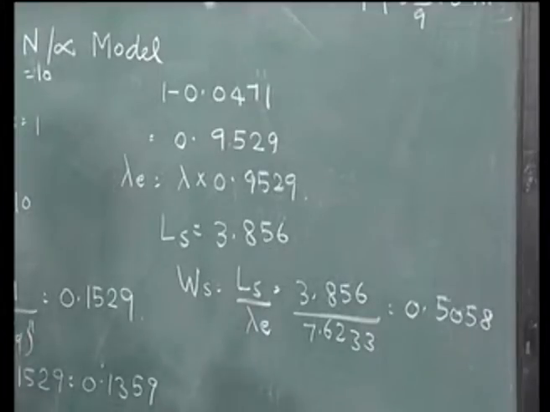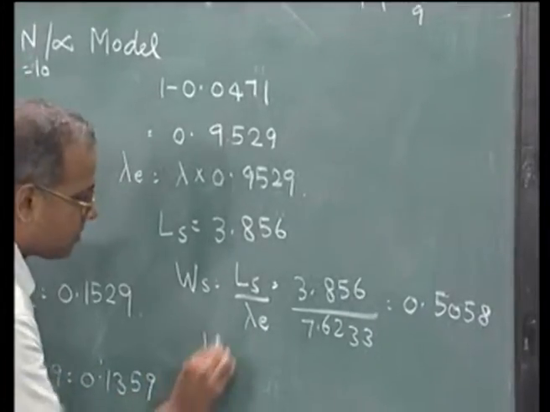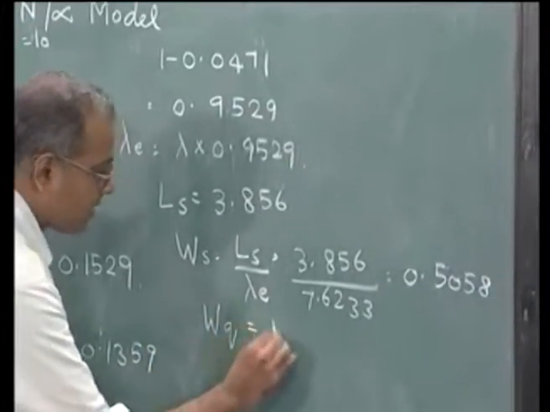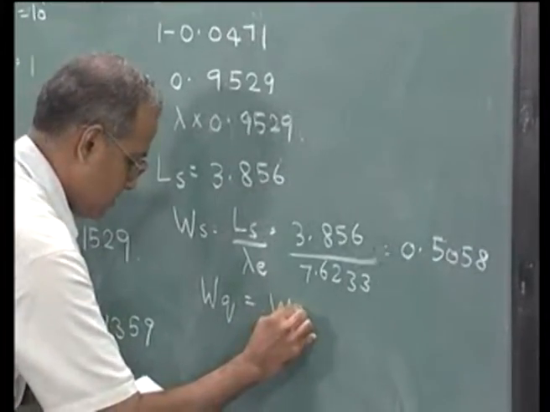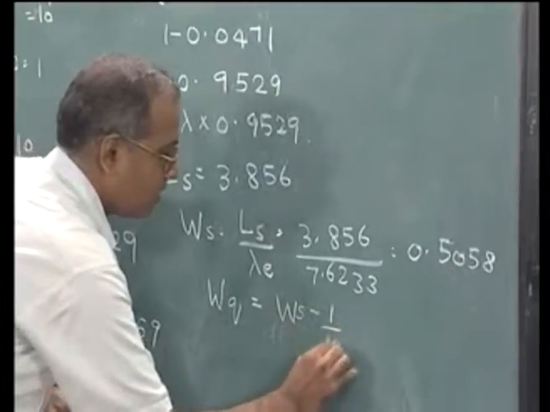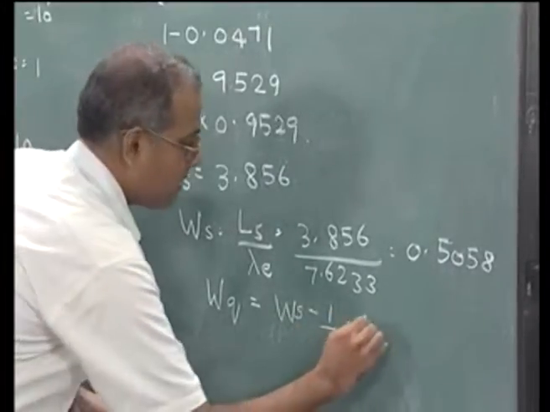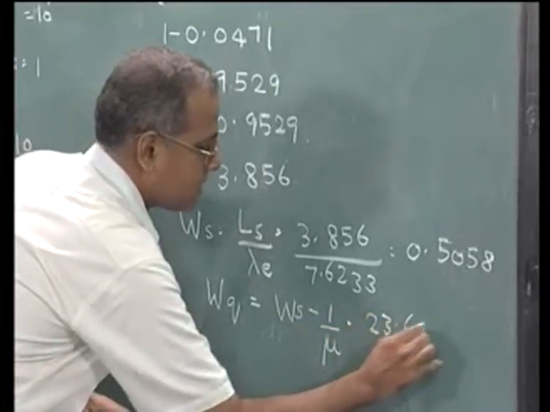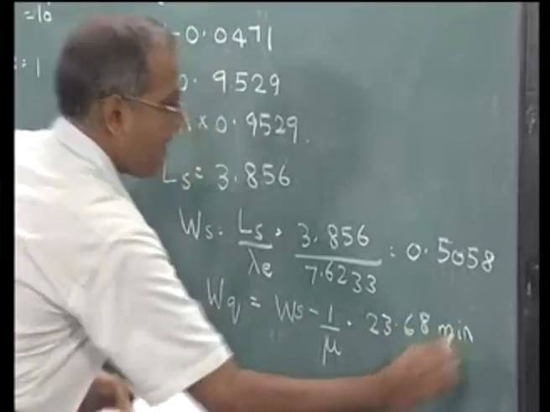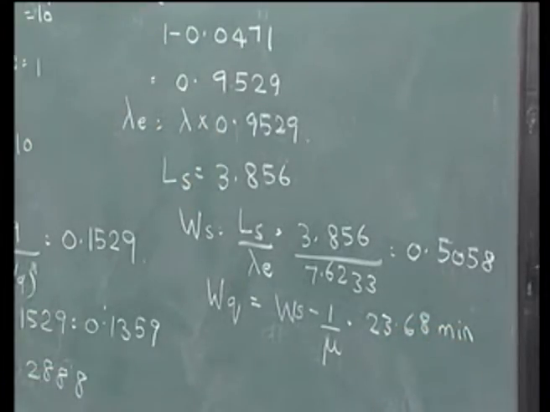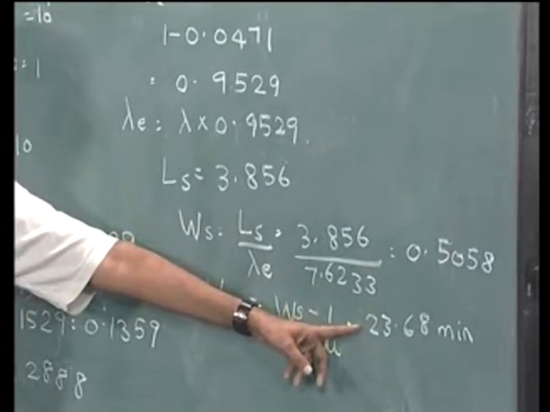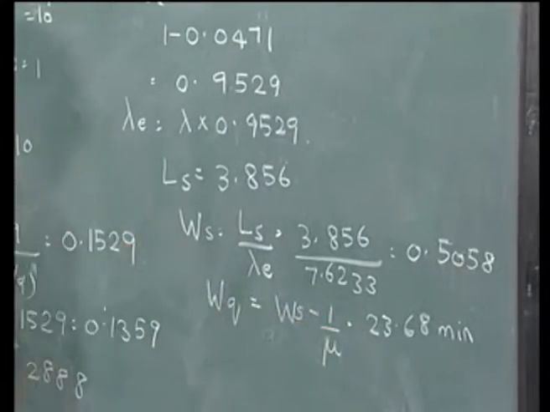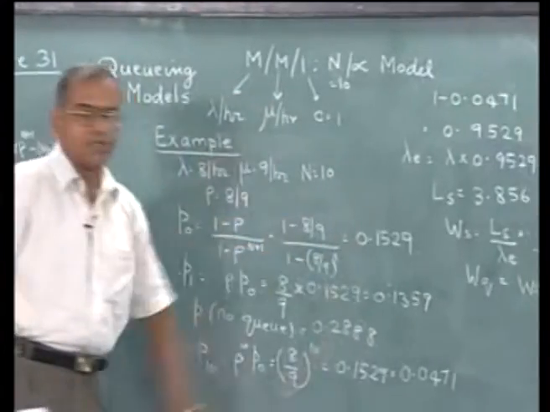Now, the last one to compute is WQ. WQ is equal to Ws minus 1 by mu, which will become 23.68 minutes after the substitution. Earlier it was about 53 minutes when we used N equal to infinity. So, this is how we work out all these numbers.